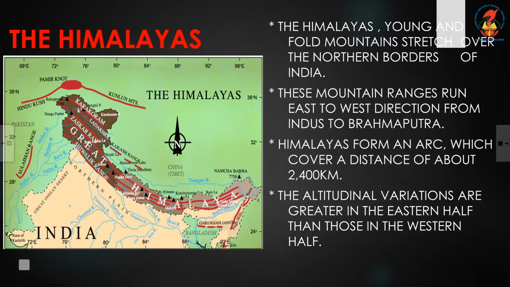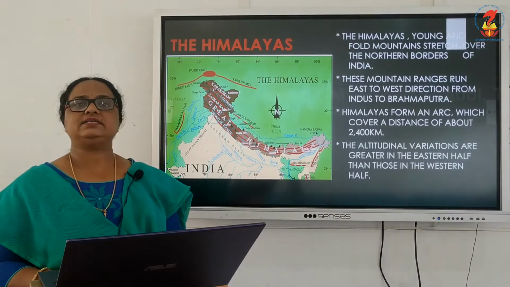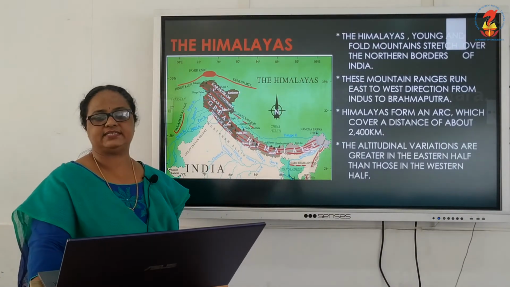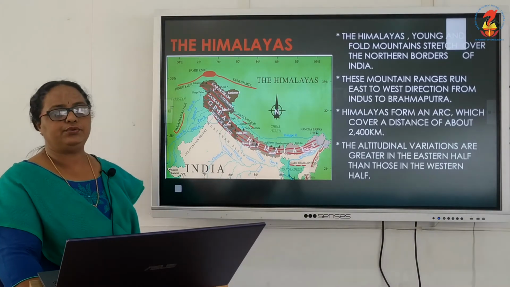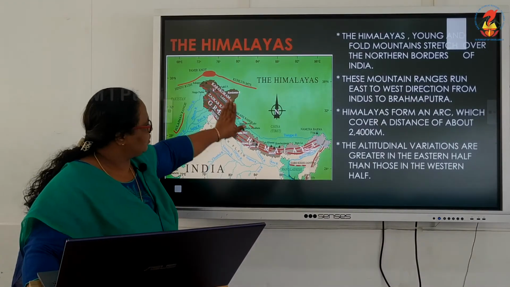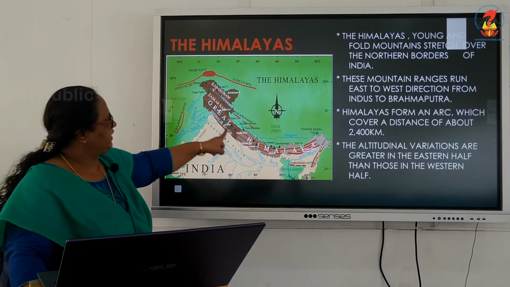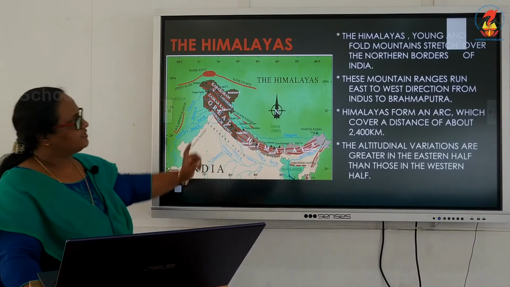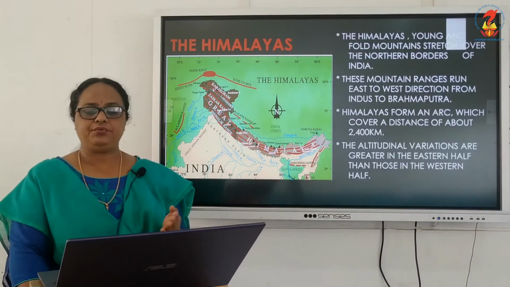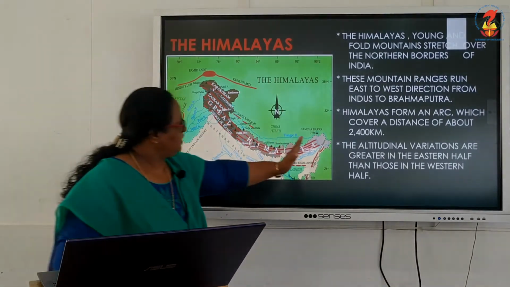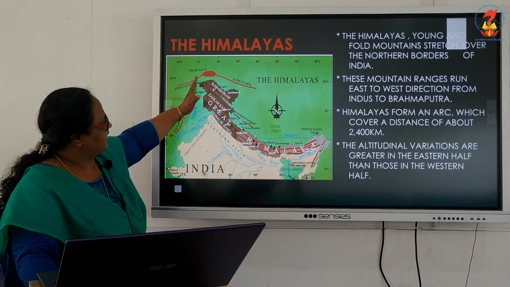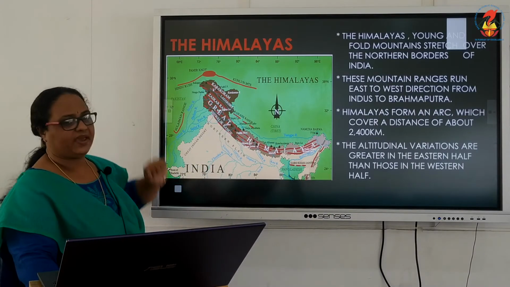We are all aware, you can see the map of India where we have the Himalayas. We know that the Himalayas are young and fold mountains which stretch over the northern borders of India. This is the northern part of India, and in this particular area we have the Himalayas. These mountain ranges run from east to west. You can see it is from east to west.